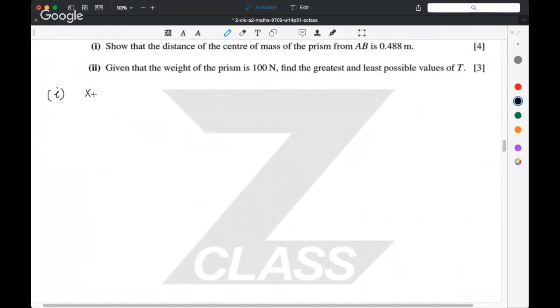Say x of the rectangle is just 0.2 meters. What about the triangle? Well, the triangle looks like so. And you know that the center of mass of a triangle is the point where, if you mark out the midpoints of all the sides, and then from each midpoint draw a line to the opposite vertex, this place where they meet will be the center of mass.